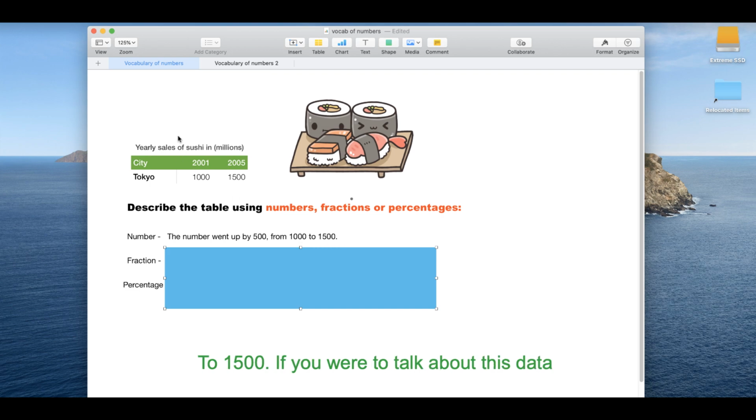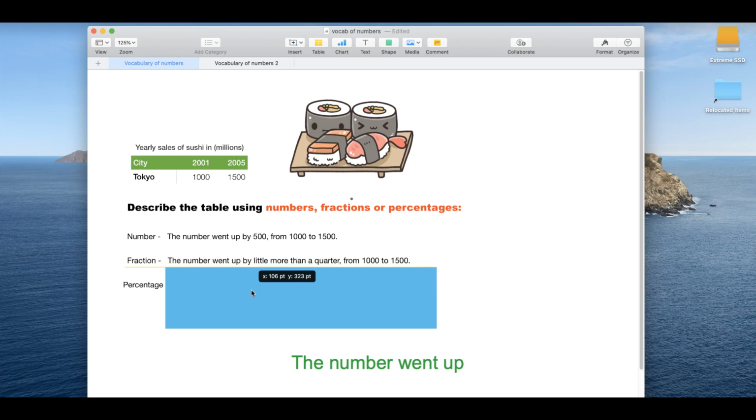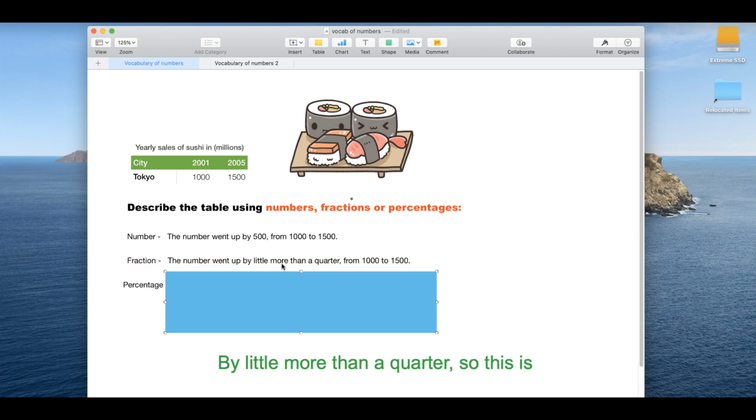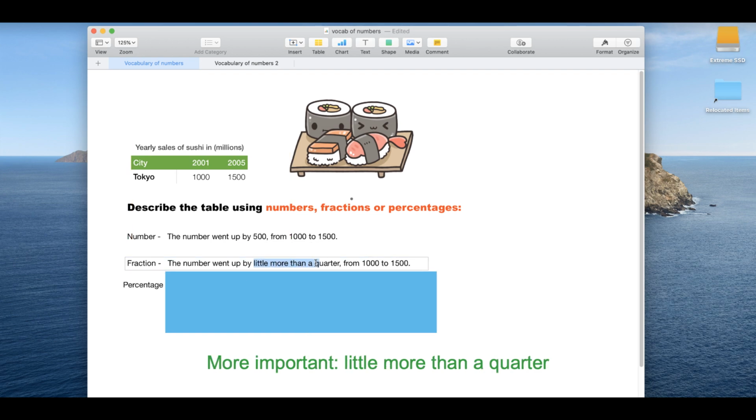If you were to talk about this data as a fraction, how would you do it? The number went up by a little more than a quarter. So this is more important: a little more than a quarter. That's your fraction.